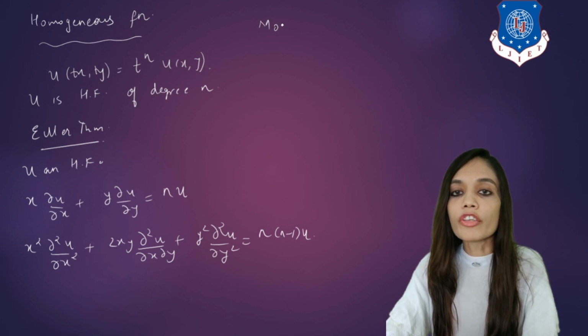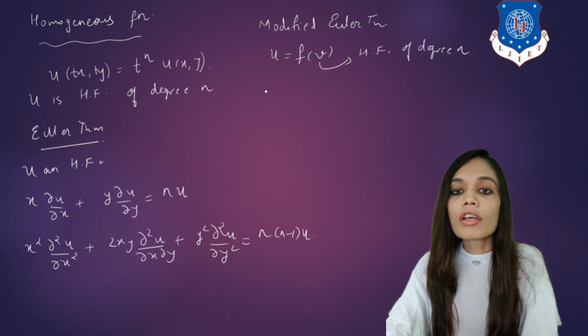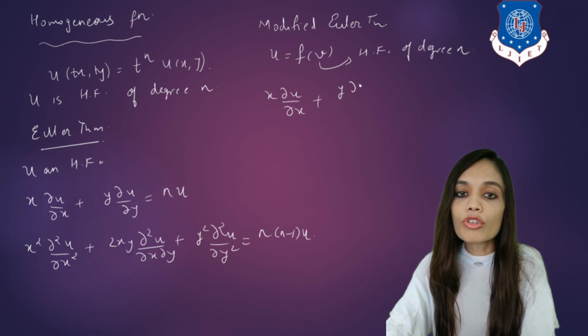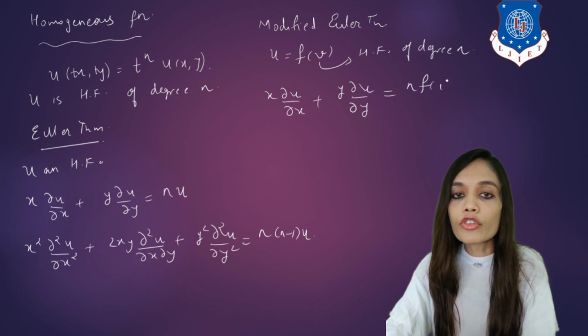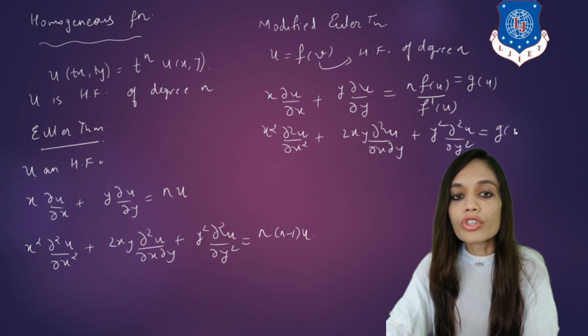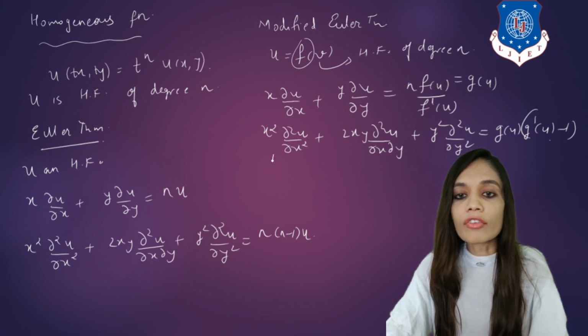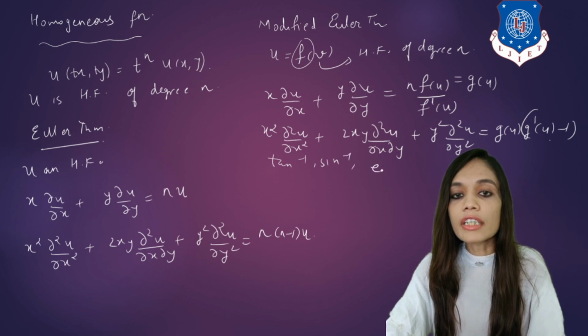And lastly, we have studied modified Euler's theorem. Here u is a function of v, and v should be a homogeneous function of degree n. Then x del u by del x plus y del u by del y will be equal to n f of u upon f dash of u. We can name this as g of u, and x square del square u upon del x square plus 2xy del square u upon del x del y plus y square del square u upon del y square will be equal to g of u into g dash u minus 1. In this we will have functions such as tan inverse, sin inverse, cos inverse, e, log, etc.